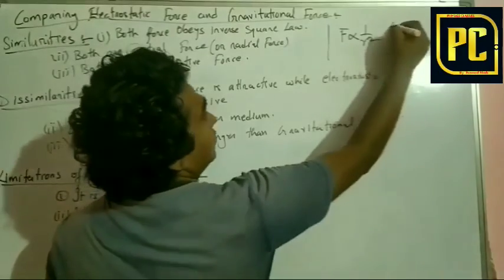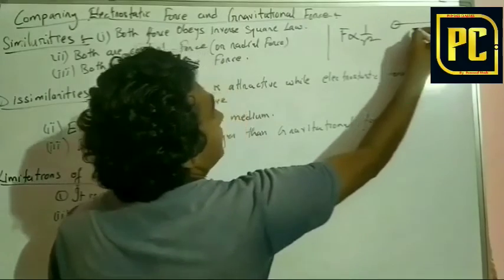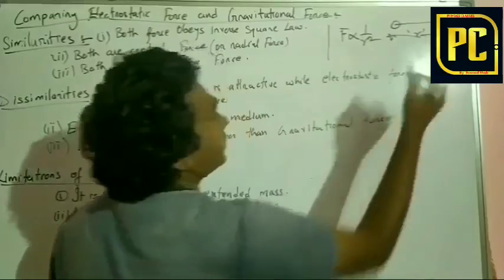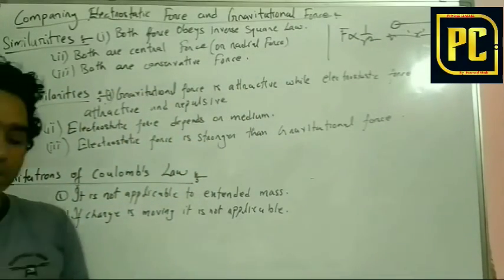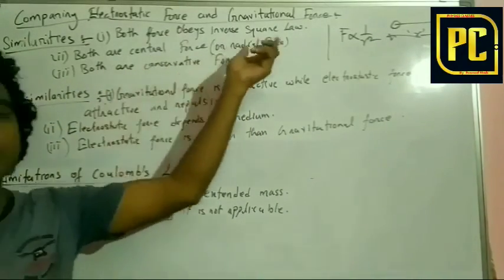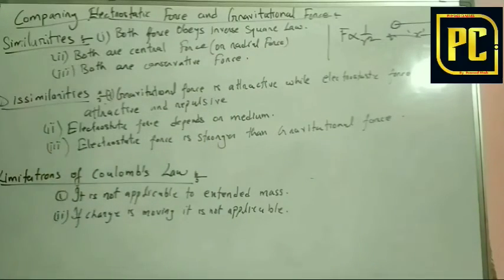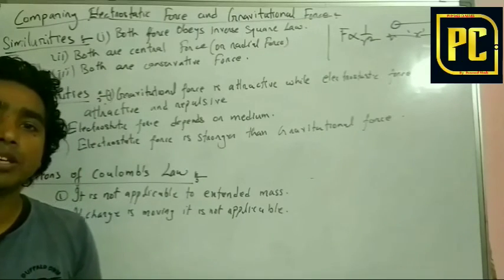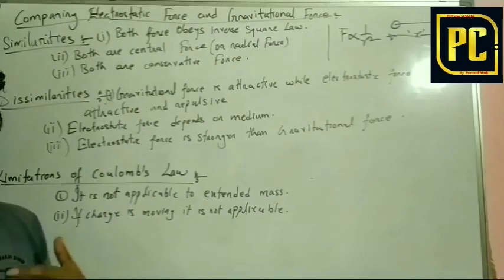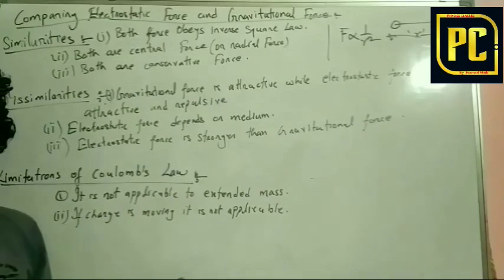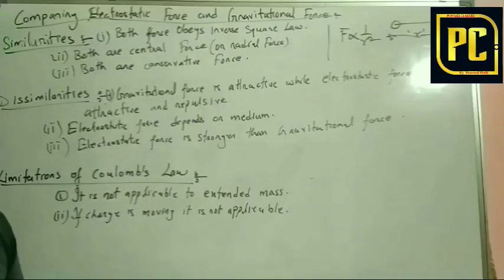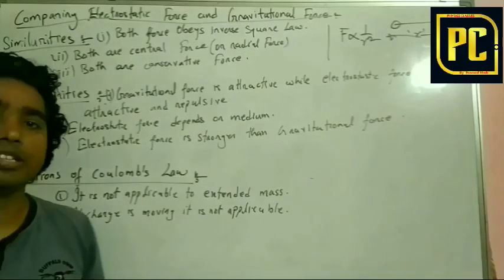Second, both forces are central forces or radial forces. In both cases we take the distance from center to center. So both forces are central forces, or sometimes we say radial forces also. Third point is that the forces are conservative. Conservative means the work done by the gravitational force or the electrostatic force is independent of the path traveled. The work done depends on the initial and final points only.